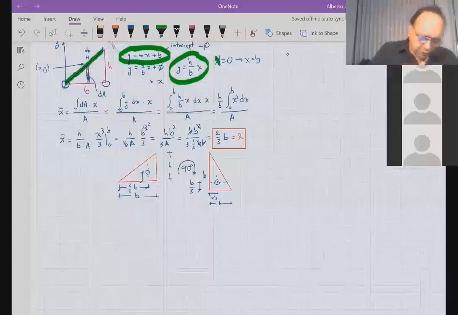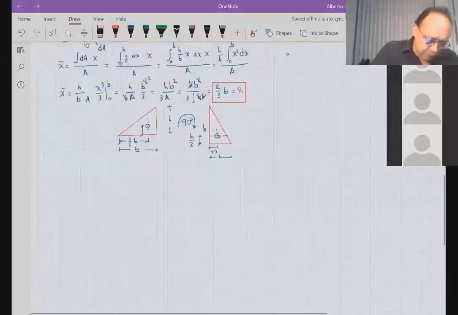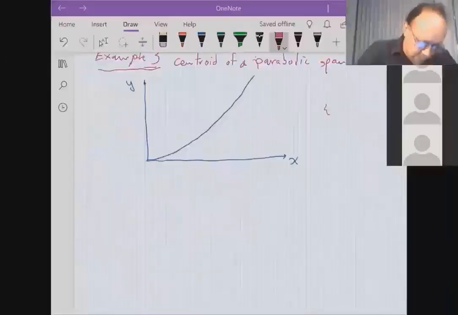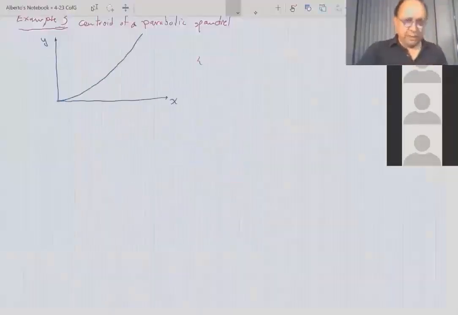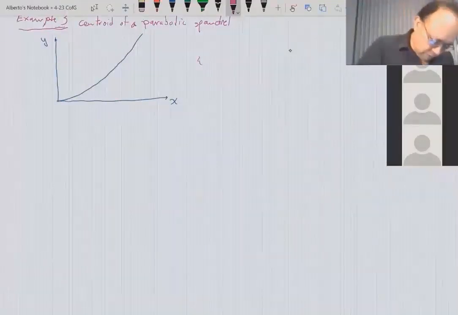Let's do example 3. Hallelujah. You see it, right? Tell me that you see it. Yes, we can see it. Okay, so now I have to.